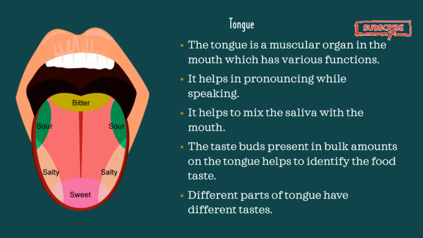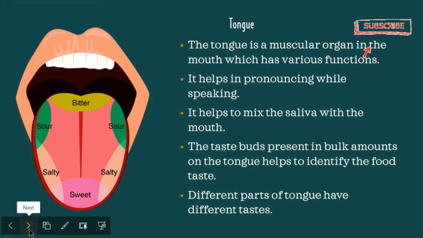The taste buds present in bulk amounts on the tongue help to identify the food taste. So as you can see, different parts of the tongue have different taste buds, where different tastes can be tasted. So the taste buds are present in bulk amount to taste the food. Different parts of the tongue have different tastes as discussed earlier. So let's get to the next slide.